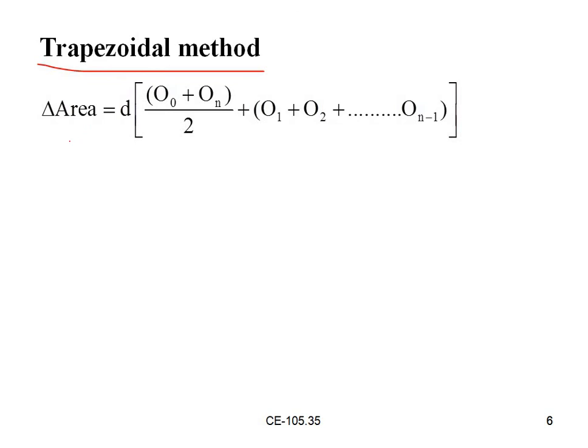Now next we have to calculate by the trapezoidal method. So area is equal to D into O0 plus On by 2, plus of O1 plus O2 plus up to On minus 1.